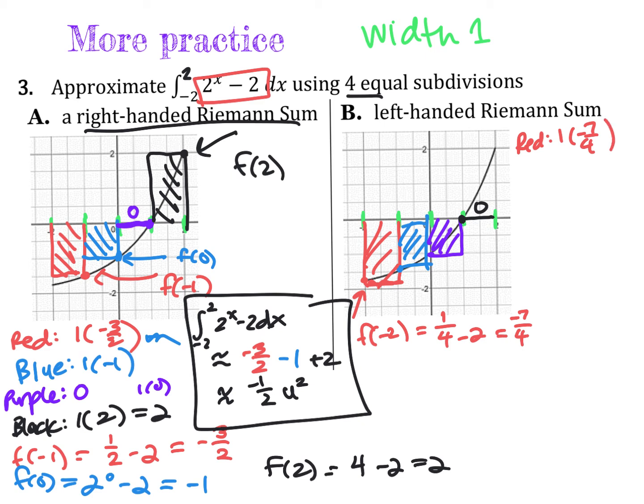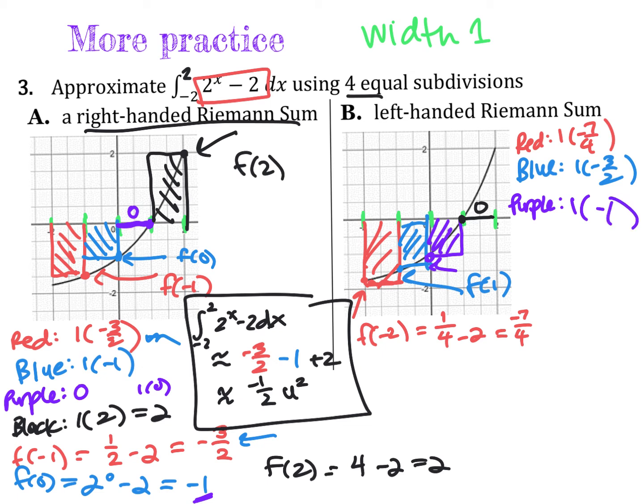The blue area, we already found this value, f of 1. We found that over here, which is -3/2, so 1 times -3/2. The purple area now is going to be the area that we get when our height is f of 0, which we said is -1. And then the black area that we get here is going to be 0. We can see that from the picture.